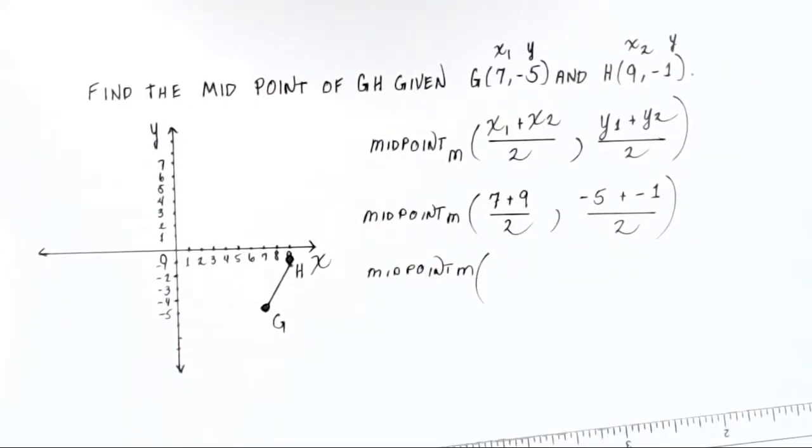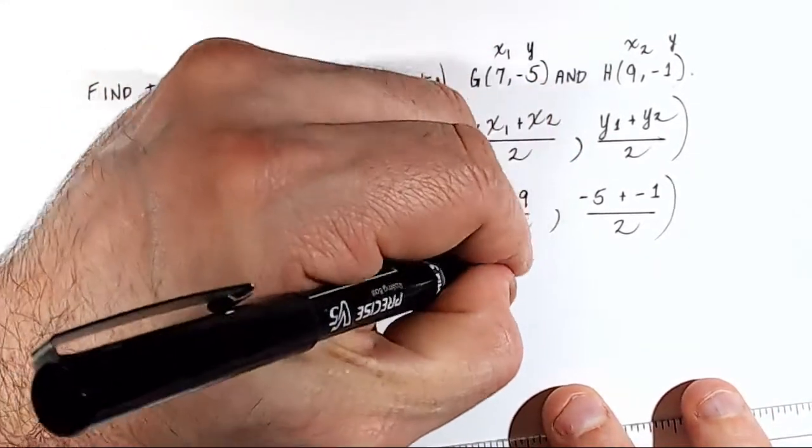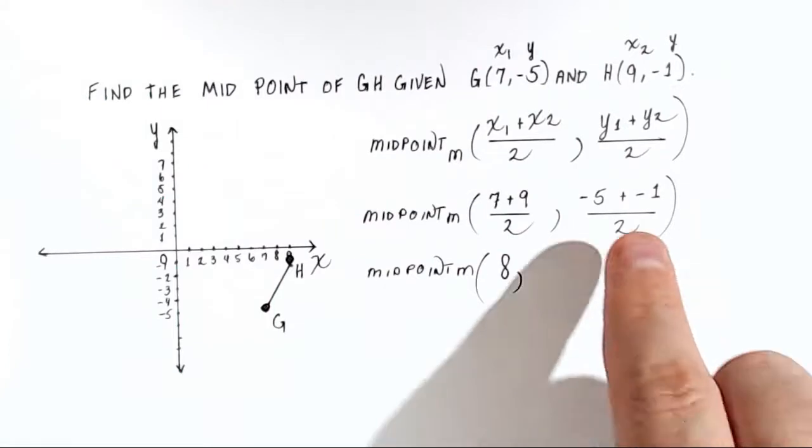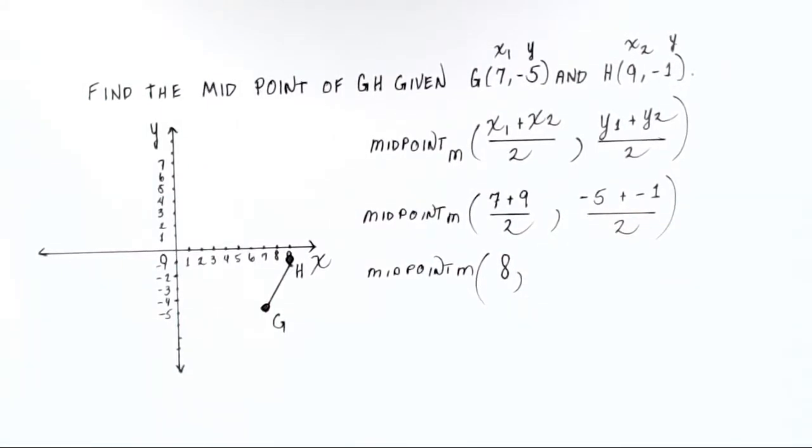So what's 7 plus 9? 7 plus 9 is 16. 16 divided by 2 is 8. So this x coordinate is 8, comma, -5 plus -1. When you add two negative numbers together, what you end up with is always a bigger number that is also negative. So a larger number that's still negative. So -5 plus -1 is -6. So you're moving to the left on the number line. It's just a greater magnitude negative number.